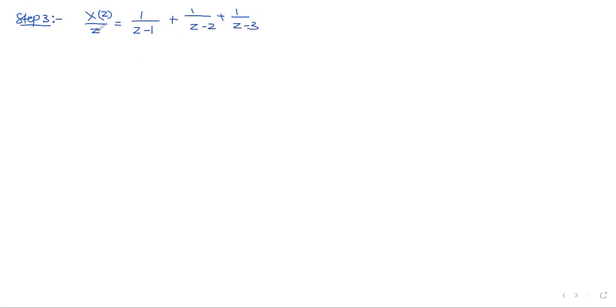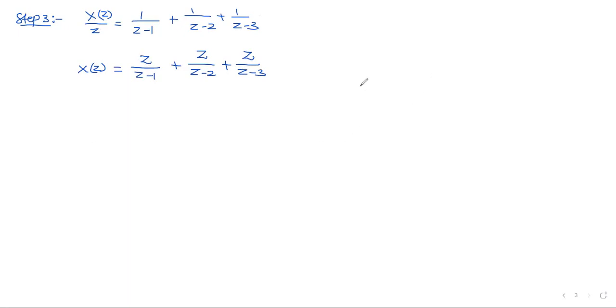Now this Z again you send back here. What will X of Z become? X of Z will become Z by Z minus 1 plus Z by Z minus 2 plus Z by Z minus 3. You know the X of Z. Now how to find the inverse Z transform?